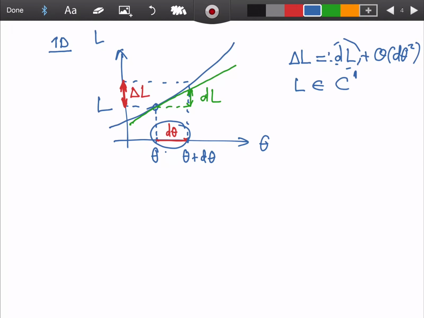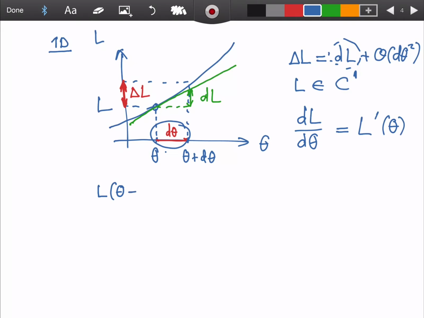And I can write this rate of change, dl over d theta, and call it the first order derivative, L prime at point theta. Again, if this limit exists. If the function is not differentiable, this limit will not exist, this statement will not be true, and of course the derivative will not be defined. So this is the first order derivative.